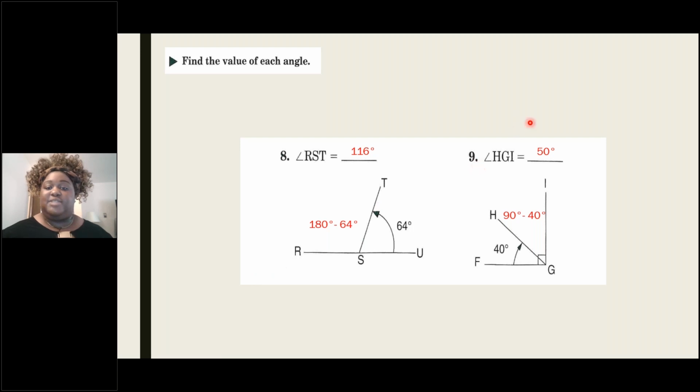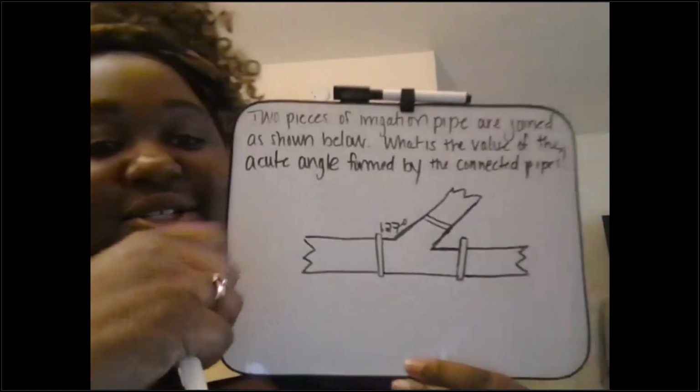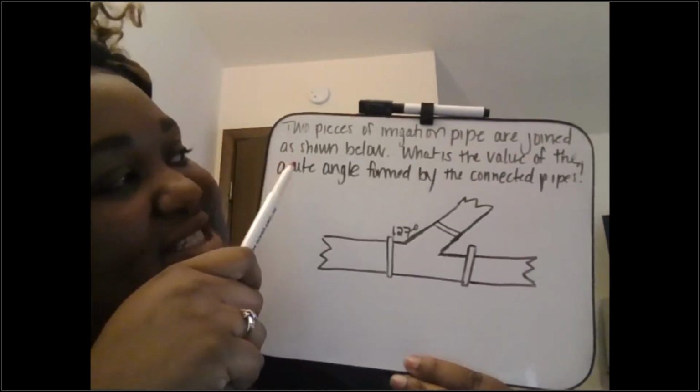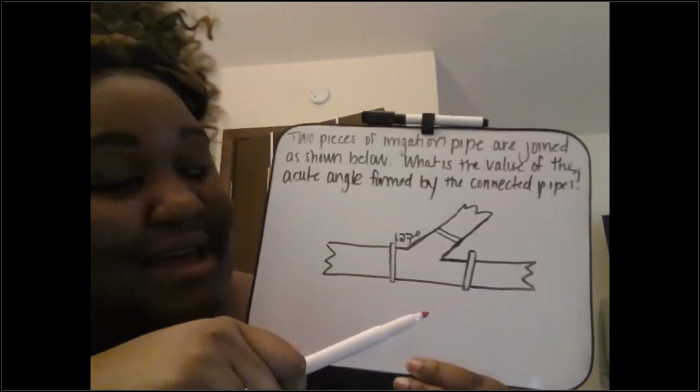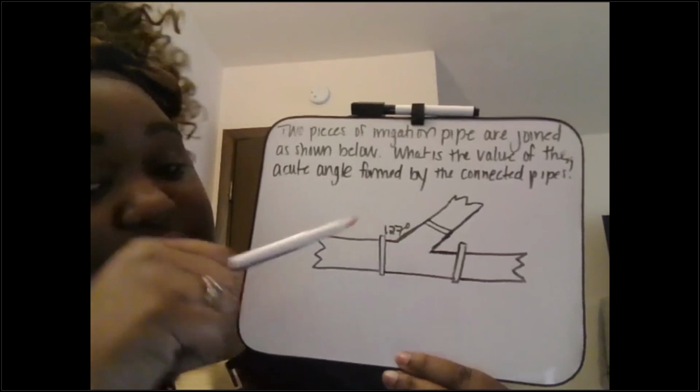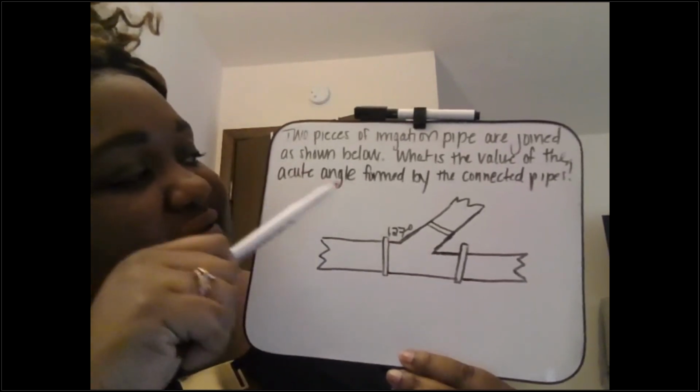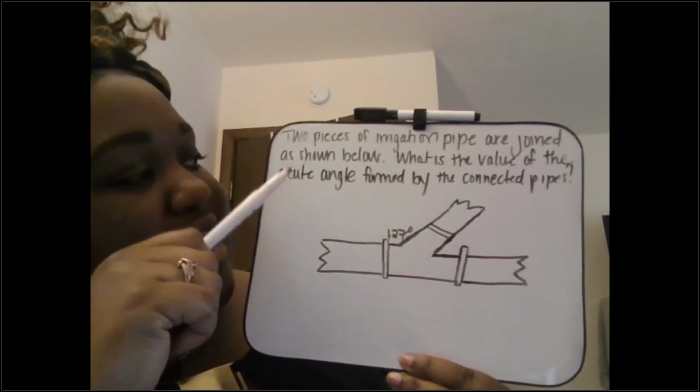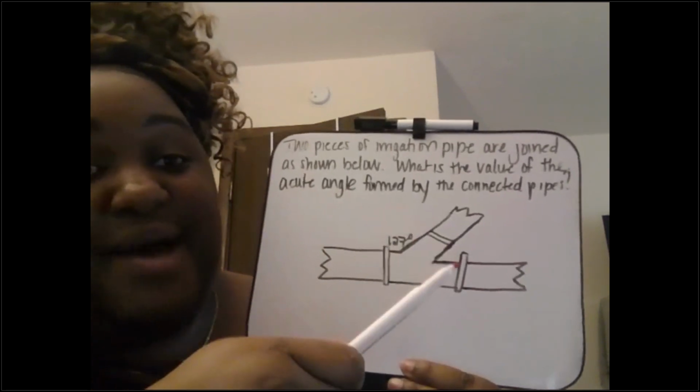Okay, I'm going to stop sharing my screen again for a second because I have another problem, and this one is a word problem. I'm going to try my best to hold it up again. Excuse my drawing skills. There are two pieces of irrigation pipe that are joined as shown below. What is the value of the acute angle formed by the connected pipes?